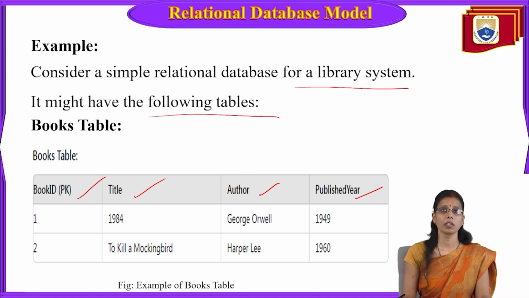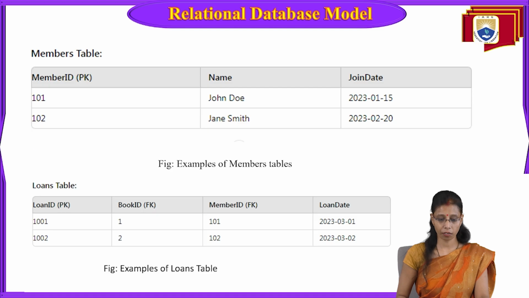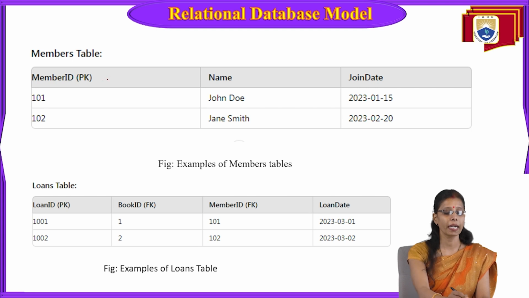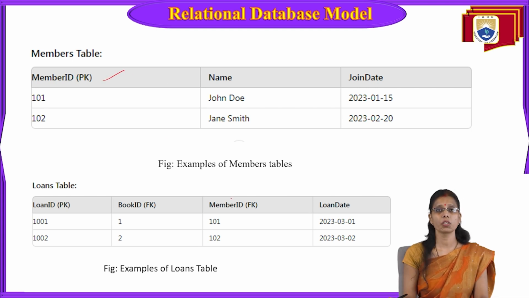So in the library system, this kind of relational database is maintained, like a books table. And if we talk about the members table, you have the example of member ID numbers, like 101, 102, and the name of the person, John Doe or Jane Smith. These are the different names it will show you, and the joining date also, which date the member has joined, in this library system.